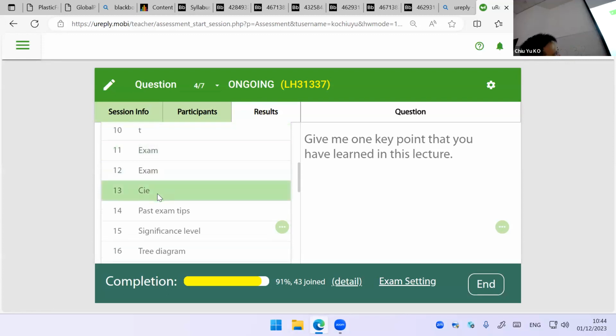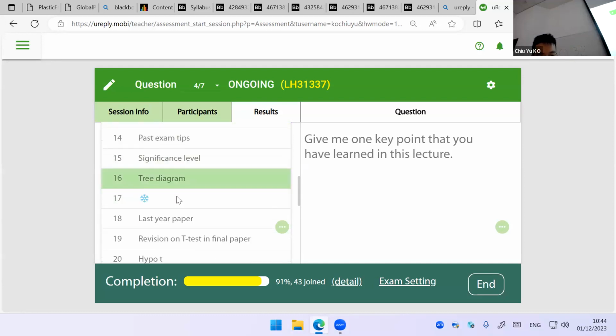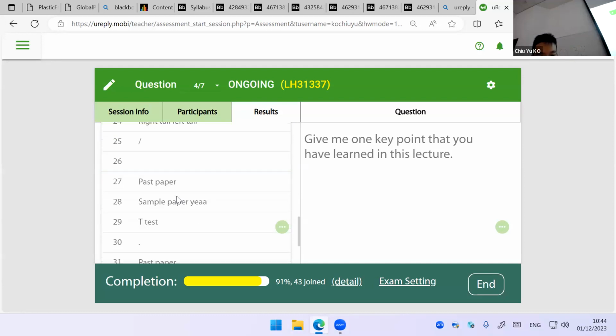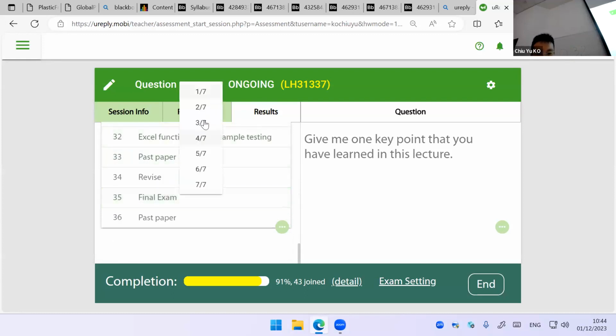What is CIE? I don't know. Tree diagram. Yeah, past paper. Yes. Yes. That's good.